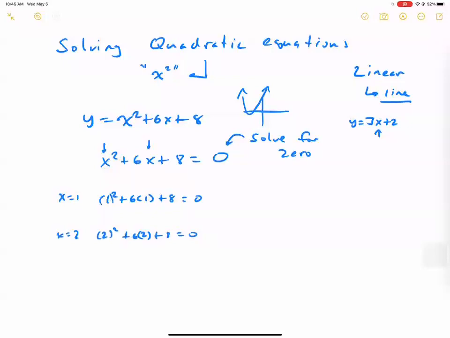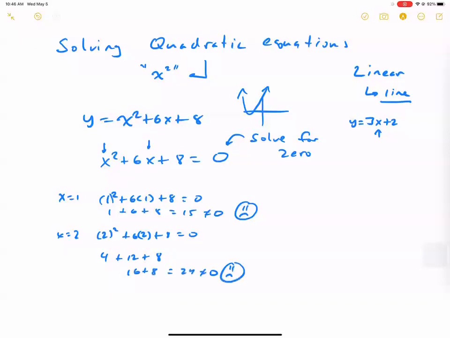All right, so we've learned about plugging in values before. We learned about just squaring it. That's 1 squared is 1 plus 6 plus 8. This is equal to 15. This is not equal to 0. Aw, sad. If I try 2, that's going to be 4 plus 12 plus 8. That's 16 plus 8 is 24. That's not 0. Aw, sad.